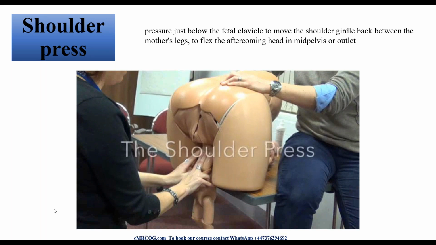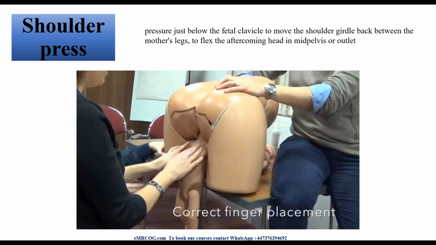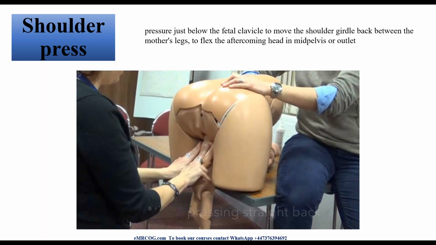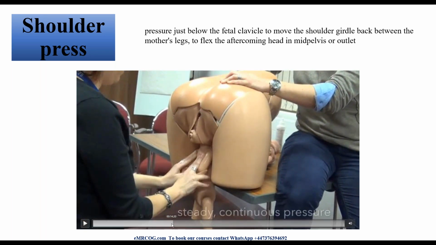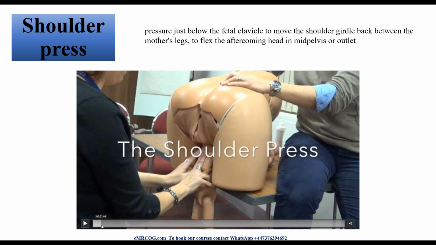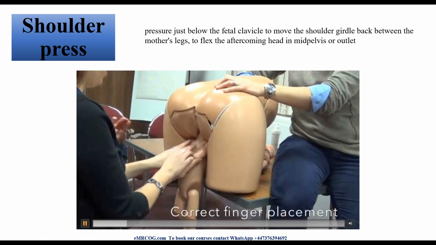Can you hear the voice of the video? Okay, so this is a very quick video and I'm going to explain it to you guys. So number one for the shoulder press, okay, is, as you can see, correct finger placement, okay, how to place your finger correctly, okay, on the baby back below the clavicle.